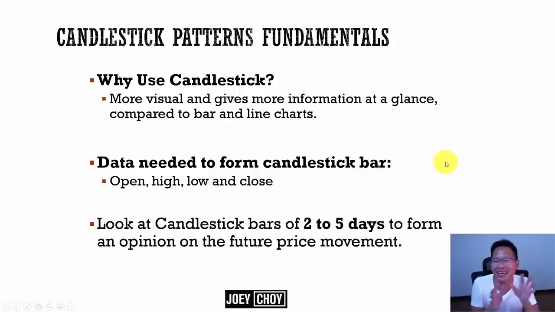We're going to look at candlestick bars of 2 to 5 days to form an opinion on the future price movement. Most people just like to look at one bar, but you don't just look at one candlestick bar by itself. It doesn't make sense. You want to look at about 2 to 5 candlestick bars together with the big picture, like the trend, which zone it is at, what the support and resistance are, and all that. That's where you can form an opinion on where it can potentially go. So don't just look at one bar by itself. It just doesn't make sense.